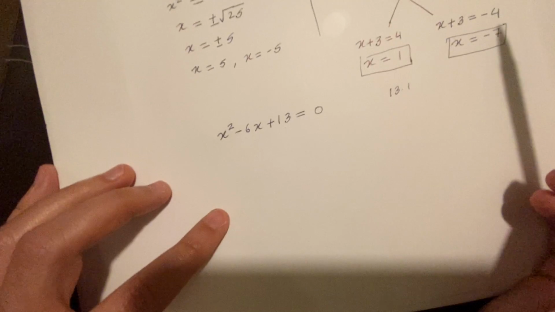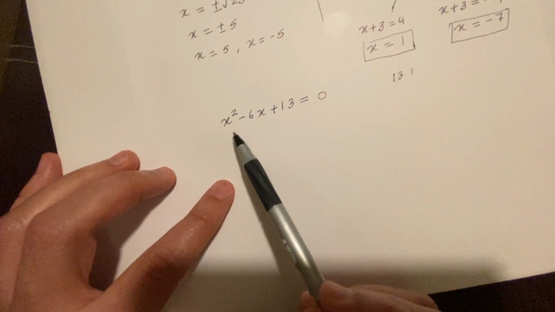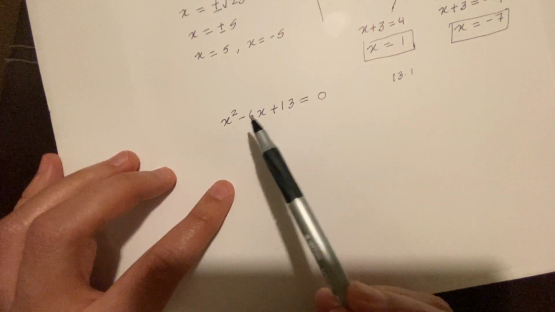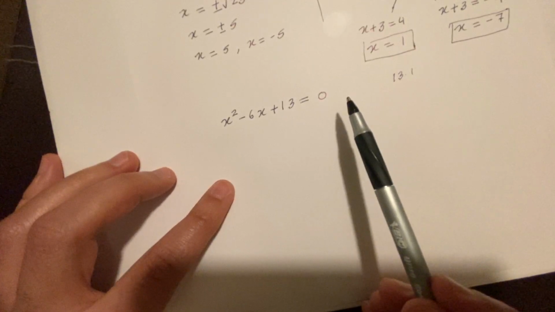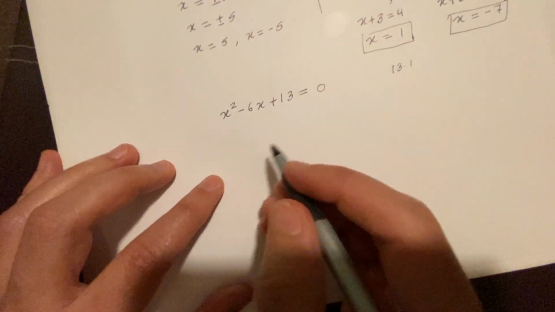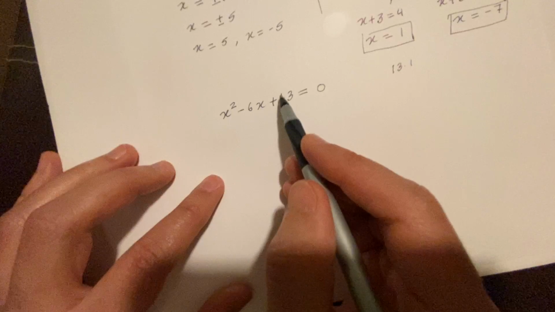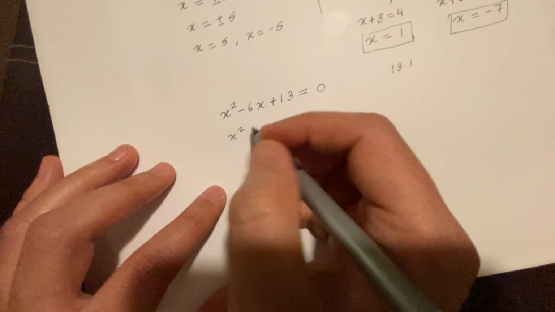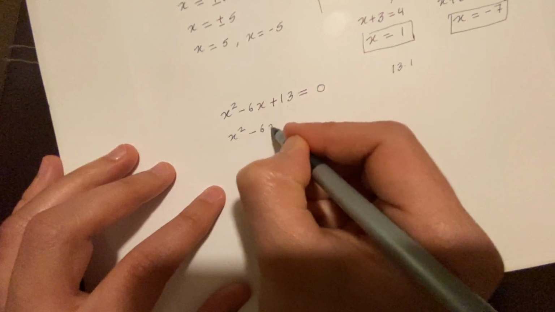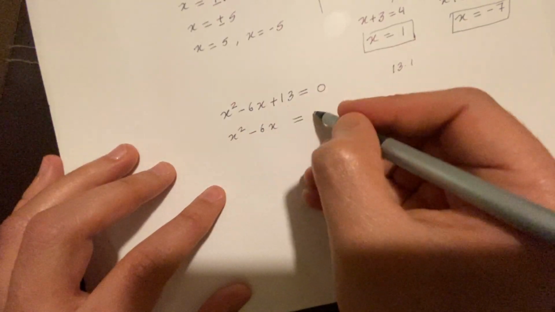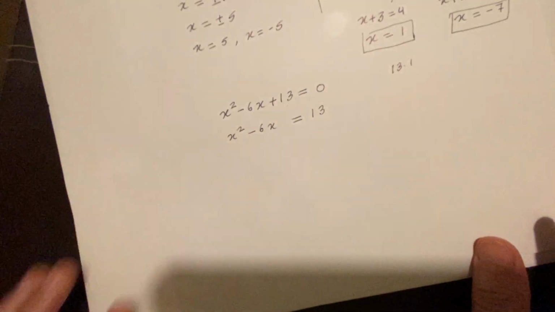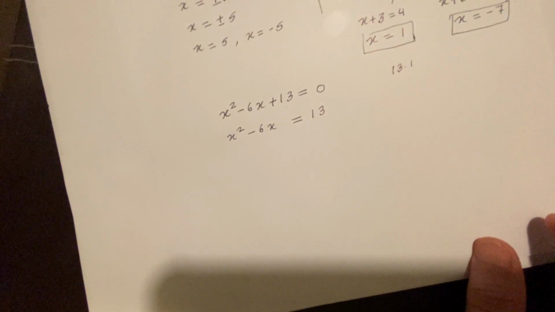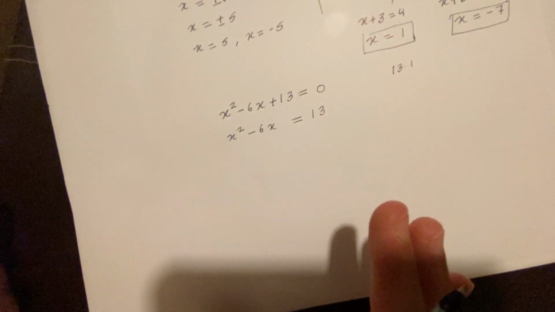So we need to get one side just a square and another side just a number, right? So what we can do here is, well, we know this number, so let's just move that number to the other side. That way we'll get negative x squared minus 6x is equal to 13, right? All right, so now we need a square form on one side.